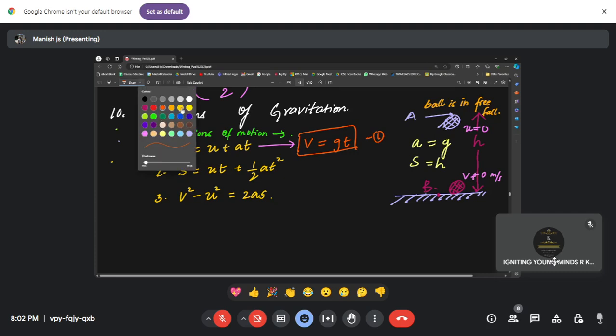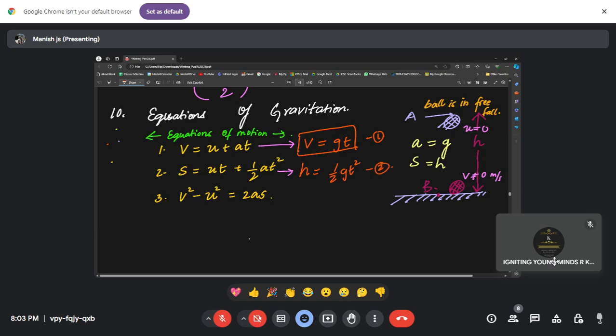Similarly, what is the second equation of gravitation? How will you transform it? In the place of s, what would you do? You substitute the height through which it is dropped. So in the place of s, you substitute h. So h equals, initial velocity is 0 as I told you, so ut is going to be 0 anyway. So you would get half g t squared. And that's the second equation of gravitation. I hope it's clear. This is how you transform.